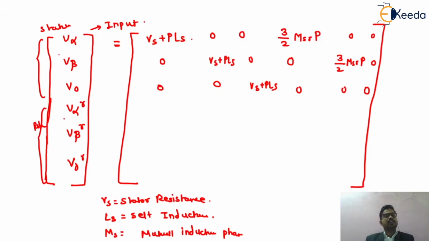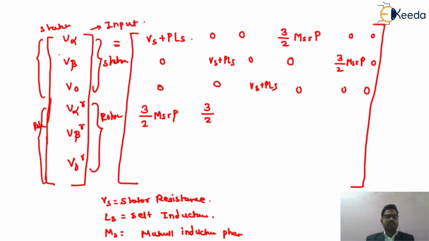Similarly, we want to get the second part, as I can write here for your understanding, this is for the rotor circuit, and these are all parameters referred to your stator circuit. So we want to find out the value in concern with your rotor circuit. We are getting the first diagonal matrix, that is 3 by 2 MSR into P, because these terms are all referred to your rotor circuit. Similarly, we are getting 3 by 2 into MR into omega R, where omega R is the angular velocity of your rotor.